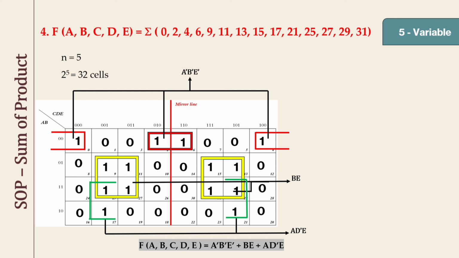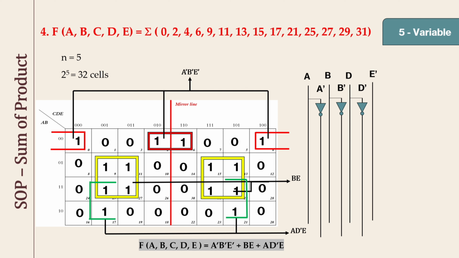Now let's move on to logical implementation. In the expression, we have 3 product terms, so we need 3 AND gates. For the first AND gate, we are taking the 3 inputs, that is A bar, B bar and E bar, so that we get the output from the first AND gate as A bar B bar E bar. For the second AND gate, we are giving the inputs as B and E, so that we get the output from that AND gate as BE. For the third AND gate, we give A, D bar and E as the inputs, so that we get A D bar E as the output from that AND gate.